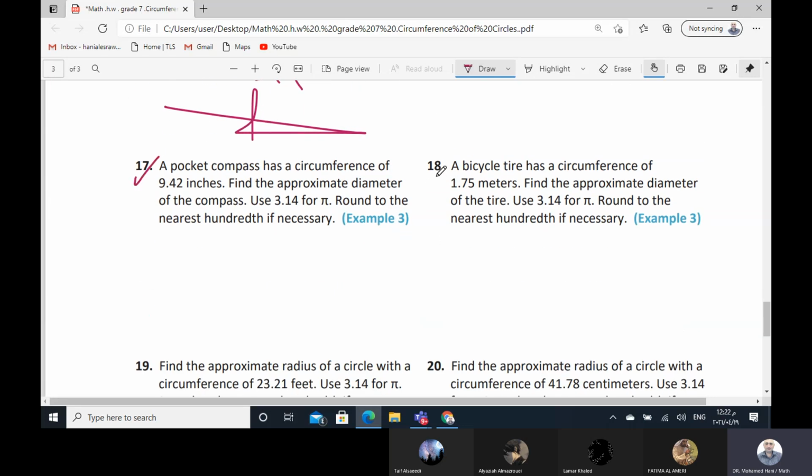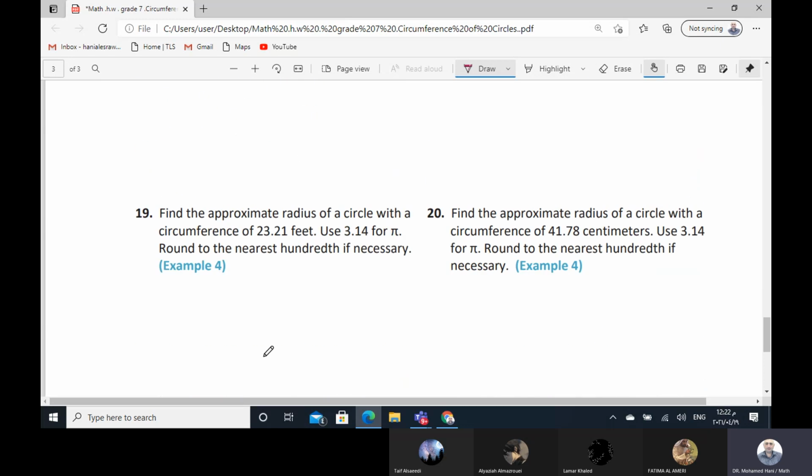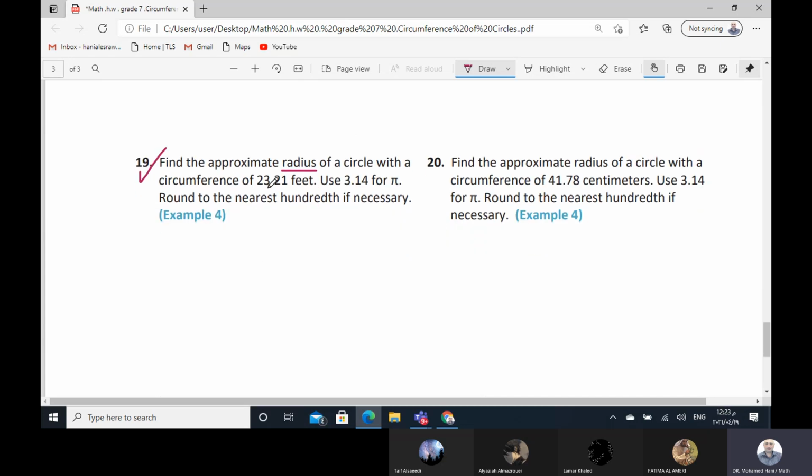Okay. Number 16, the same idea. Also number 17, number 18, and number 19, the same idea. But here we want to find the radius. We know the circumference and the pi. So we can write the formula C equals 2 times pi times r.